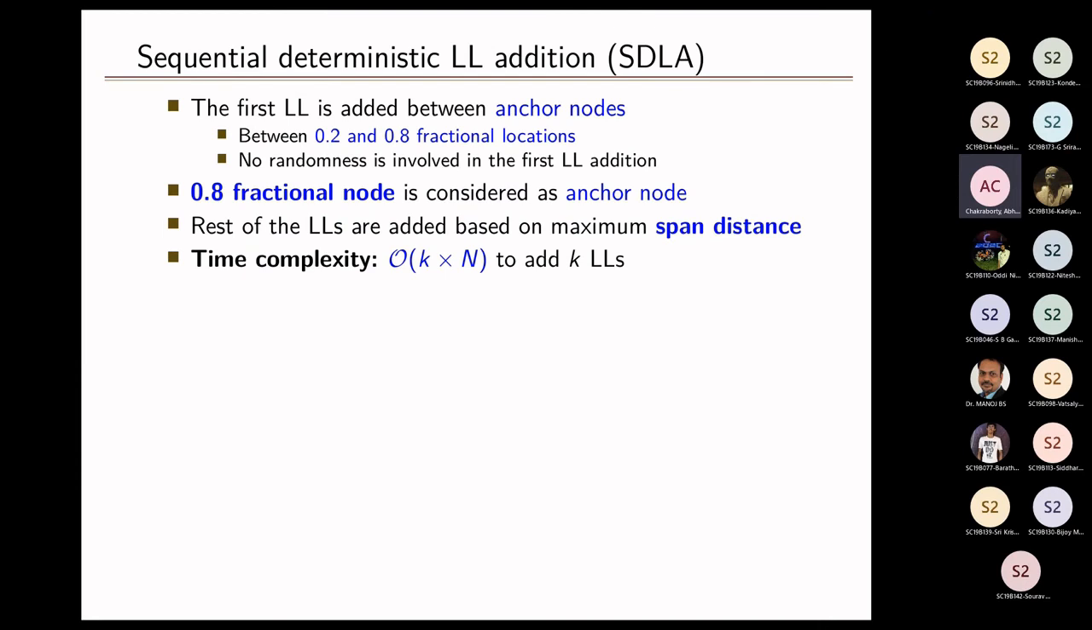So here we are talking about one heuristic, called sequential deterministic link addition, or SDLA. Why sequential? Obviously, we are taking the observations from near optimal, which is actually sequential link addition. What we have done is add the first link between 0.2n and 0.8n, and we make 0.8n the anchor node. The rest of the links are based on span distance.